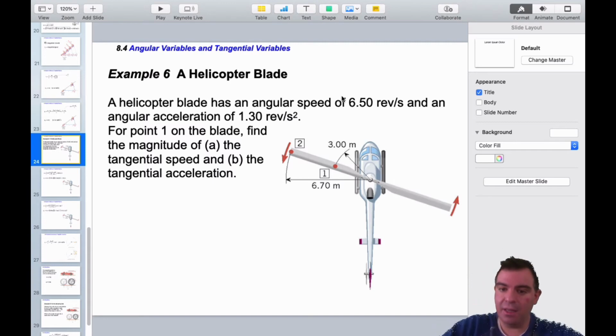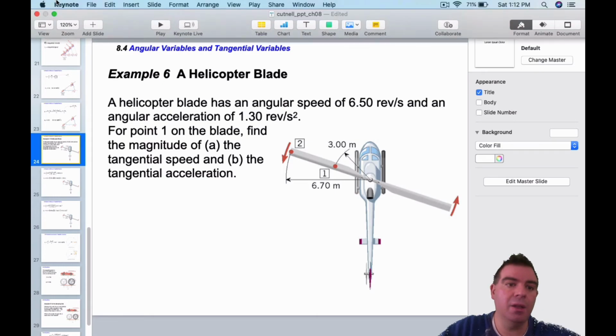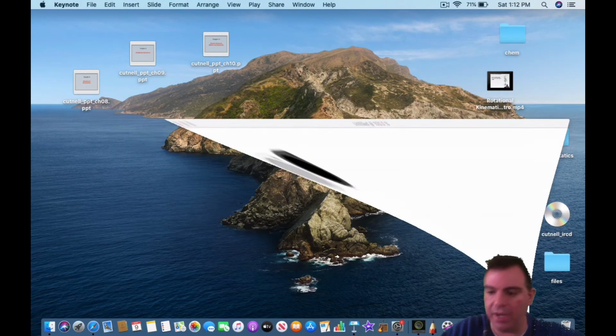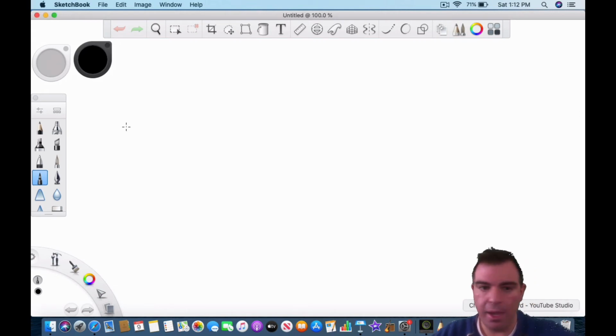So we have to take this angular speed and this angular acceleration and convert them into rad per second and rad per second squared, because it's acceleration. With that said, let us go to our trusty sketchbook, which I have open right here.